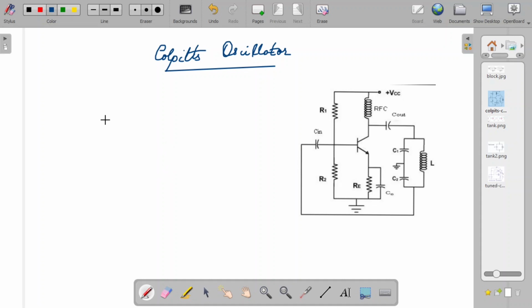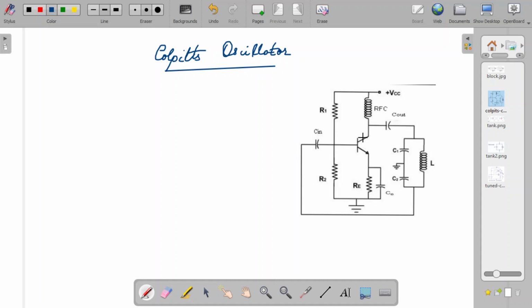Hello students, in this lecture we will discuss the Colpitts oscillator. By now you have learned the tuned collector oscillator and the Hartley oscillator. The Colpitts oscillator is very similar to the Hartley oscillator, and the only change is in the construction of the tank circuit.